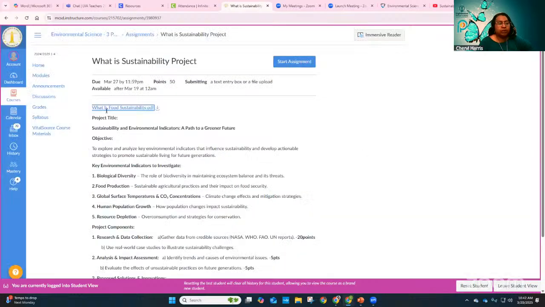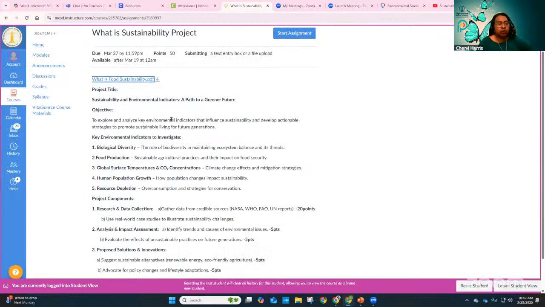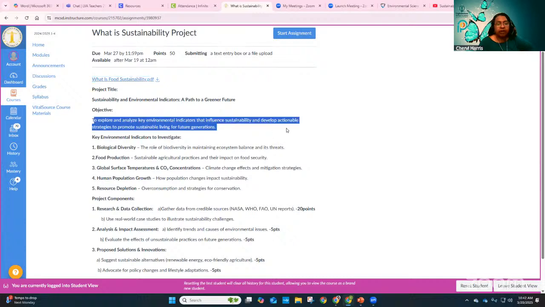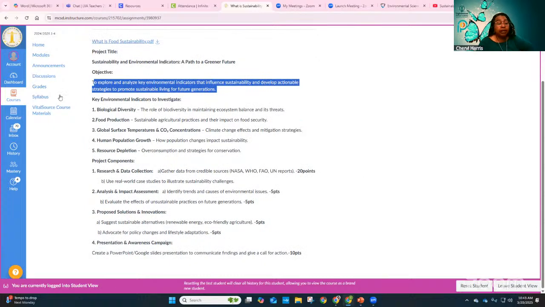And then this is the project. The project wants you to explore and analyze key environmental indicators that influence sustainability and develop an action strategy to promote sustainable living for future generations. All righty. So the topics that you want to look into are biological diversity, food production, global surface temperatures and concentrations, human population growth, and resource depletion.